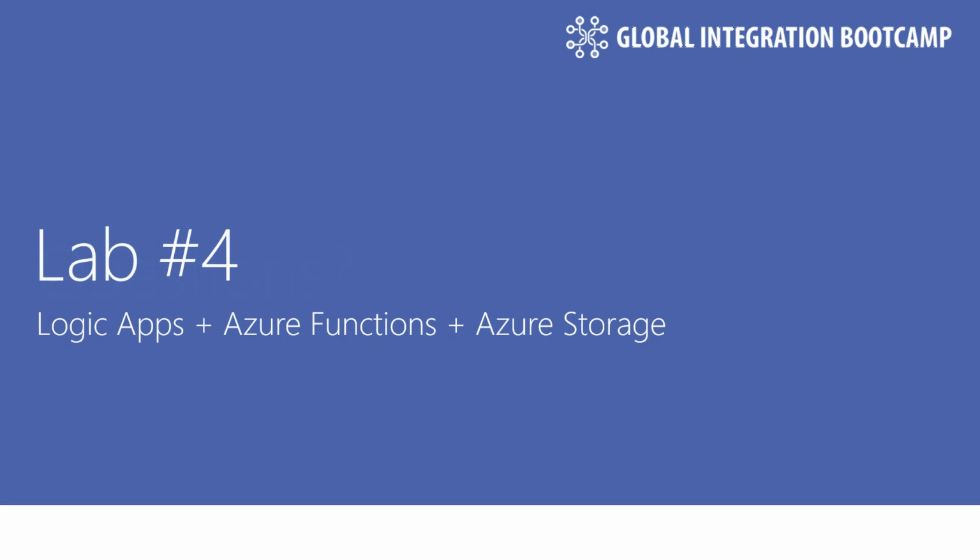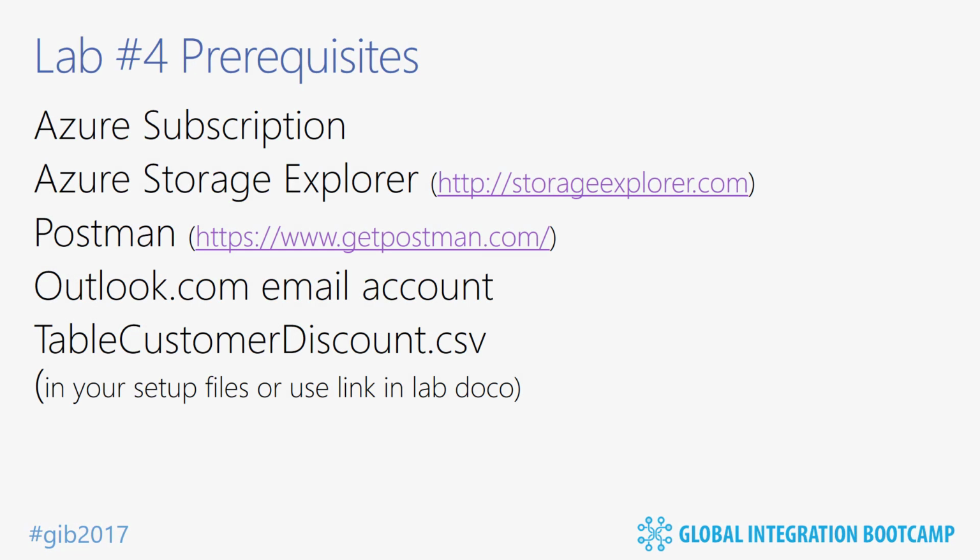Great. Okay, so for lab number 4, basically you're going to work again with Logic Apps, but the Logic App is going to invoke an Azure function to perform some logic, and you're also going to send data to Azure storage as well. So the prerequisites for this, nothing I think that you don't have already. Azure Storage Explorer and Postman, they're both in those files that you copied from the USB, so there's no need to download those. Do you want to mention the code library as well?